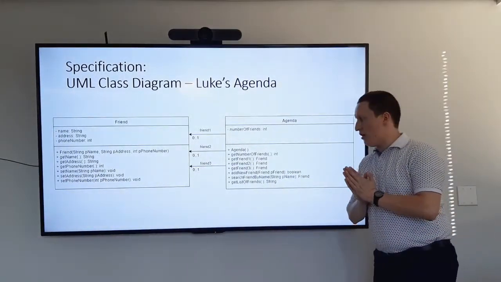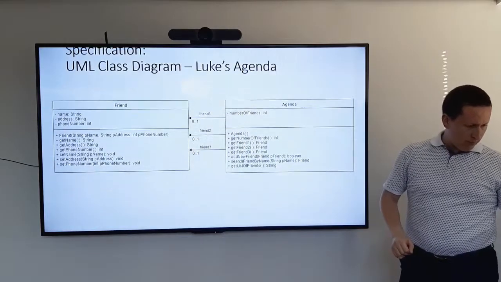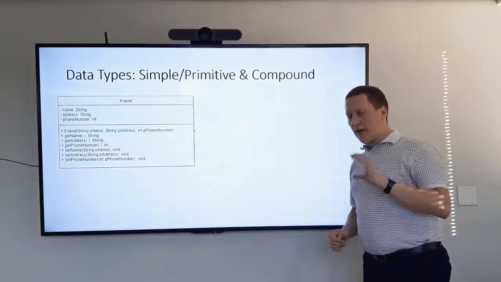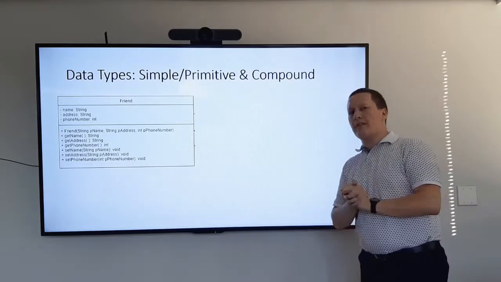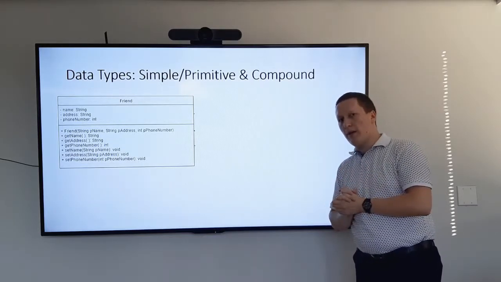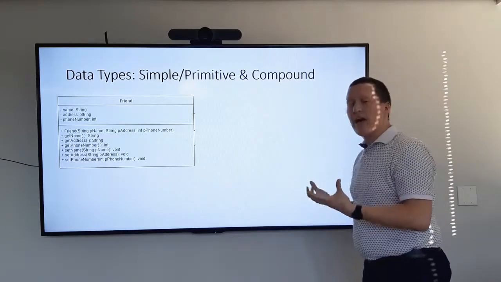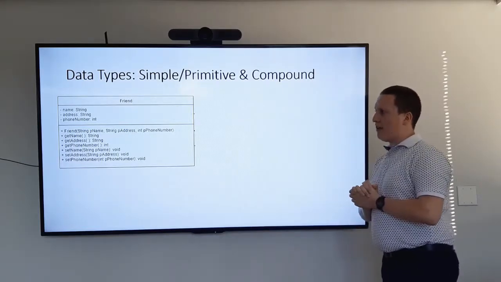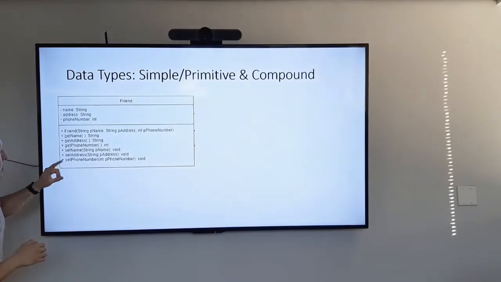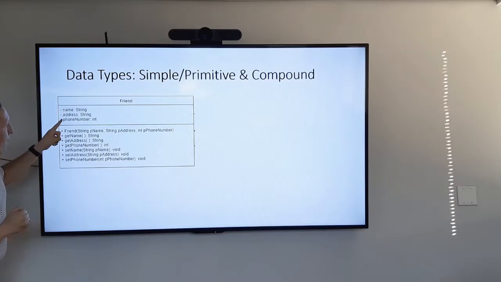That's what we get to see here. So, let's start identifying elements and some of the concepts that are covered using this UML language, this diagramming language. The first thing is that we have name, address, and phone number. They share being part of the class friend, but only name and address have a type, a string, while the phone number is an int.